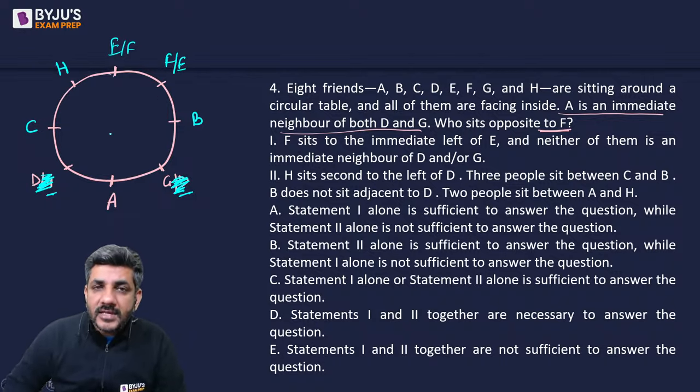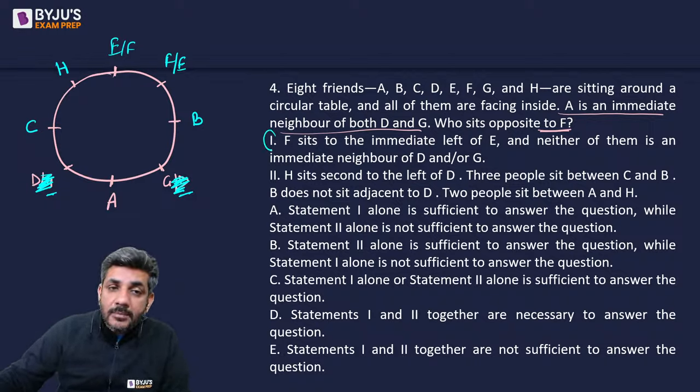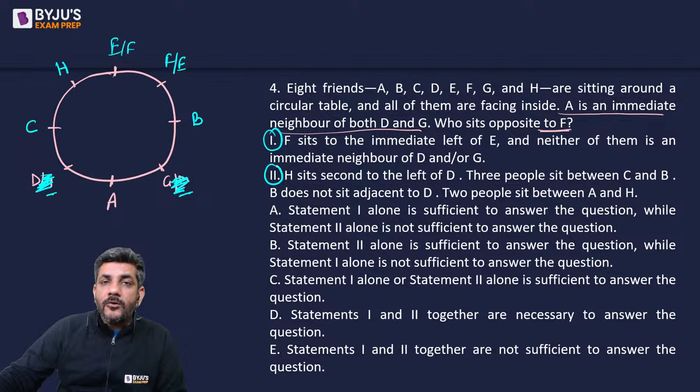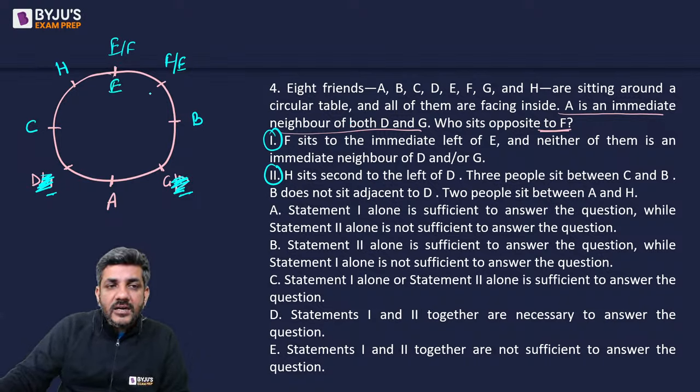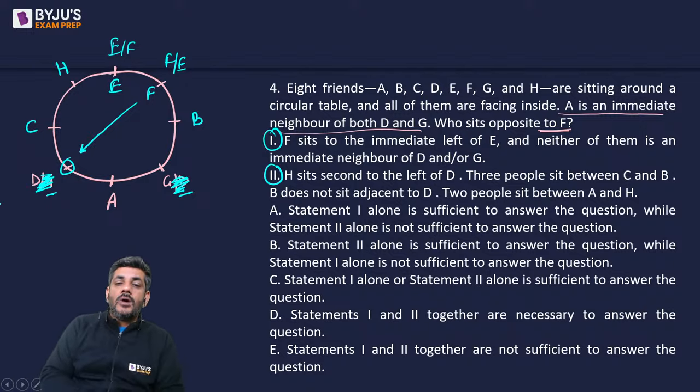वो तो मैं अभी भी नहीं बता सकता unless and until I know where would F sit. So I will have to use statement 1 along with statement 2, because statement 1 says F sits to the immediate left of E, तो E यहां आ जाएगा, F यहां आ जाएगा. I would be able to tell who sits opposite to F by surety. That means a combination is required to answer the question.